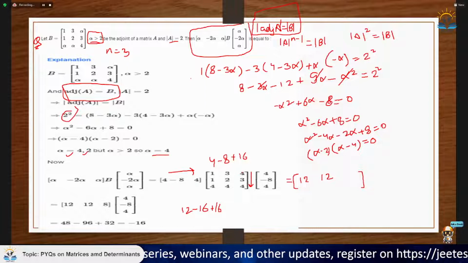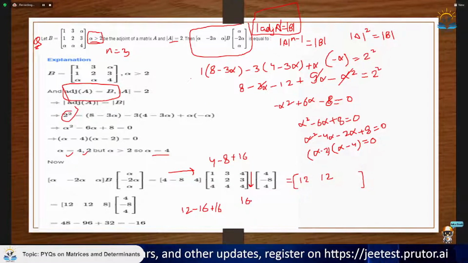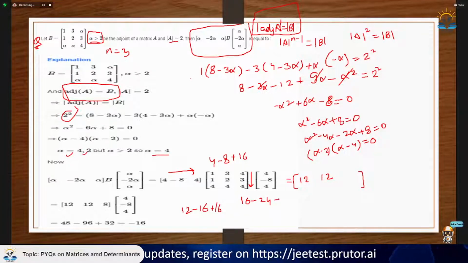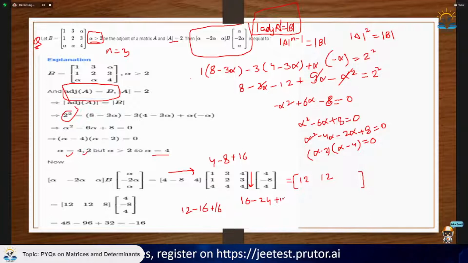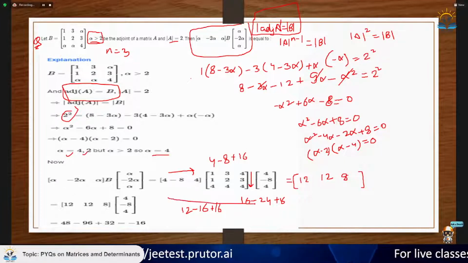And then last thing, 4 into 4, 16. Then minus 8 into 3, minus 24. Then 4 into 4, 16, so plus 16. So basically you are getting minus 8 plus 16, that is equal to 8 only. So this was done by multiplying these two.